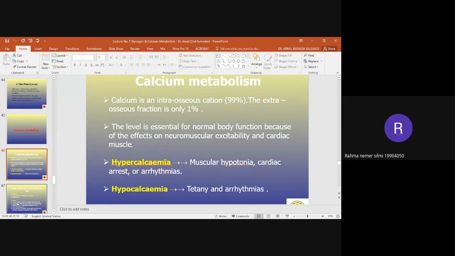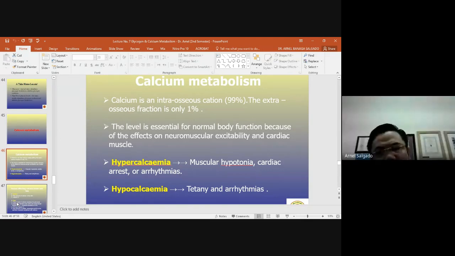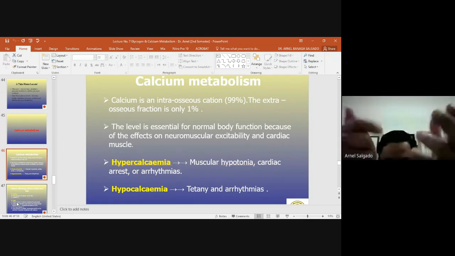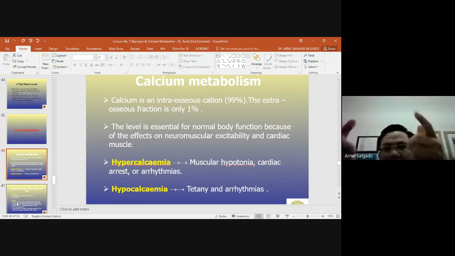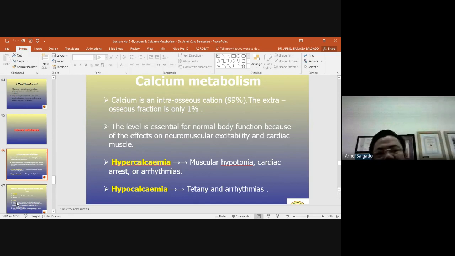The bone marrow? Osteocytes. Okay. So we are now going to osteocytes. The first one, we actually looked into hepatocytes, the liver. Now here we are going to have osteocytes. When you say intraosseous, we are finding so much calcium inside the osteocytes. Only 1% is outside the osteocytes.